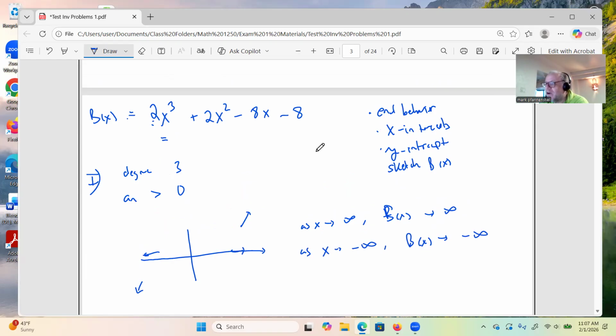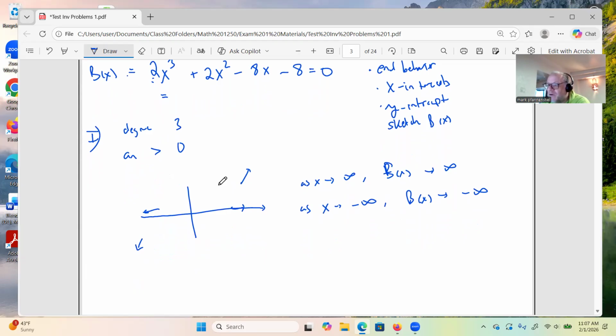Now we have to know where our x-intercepts are. Well, we have to factor this, because really what we're trying to do is set that equal to 0. Sometimes this is in factored form, and this is a really easy thing to figure out, and sometimes it's not. In this case, it's not. So we're going to have to factor this.